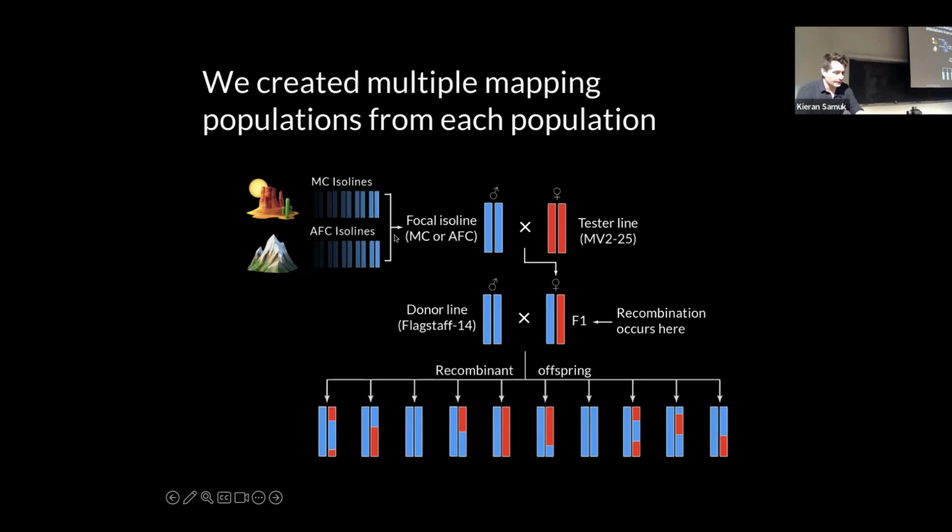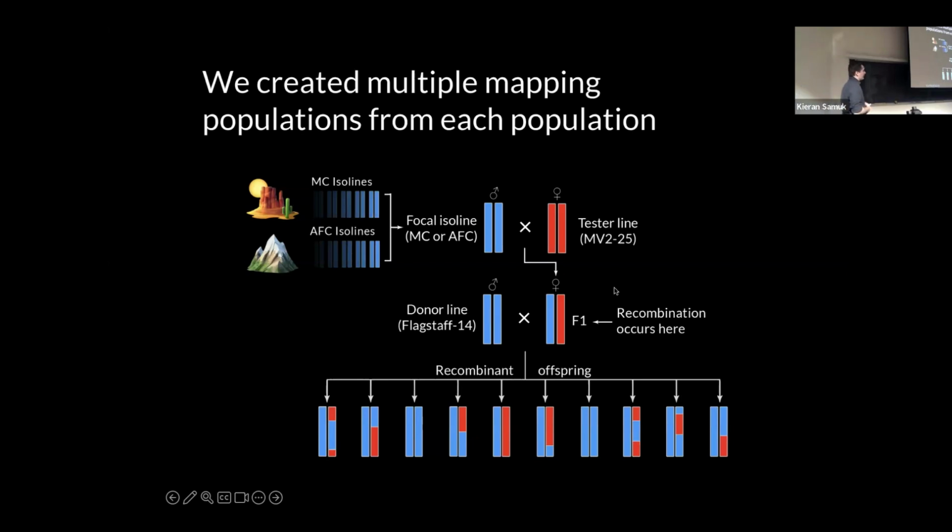So we had our inbred lines. Those are the focal isolines here. MC is Madera Canyon, AFC is American Fork Canyon. We crossed the male of our inbred line to a tester line, which is just the reference genome line, to then generate an F1 individual. And then we crossed that F1 individual back to another tester line to generate a bunch of recombinant offspring. And we're basically measuring the recombination of the F1s here.